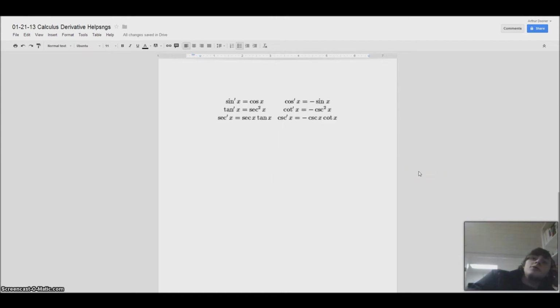Now you have to understand these for the test. They're very important, and they're even more important on the AP exam. So if you want to do well, pay attention.